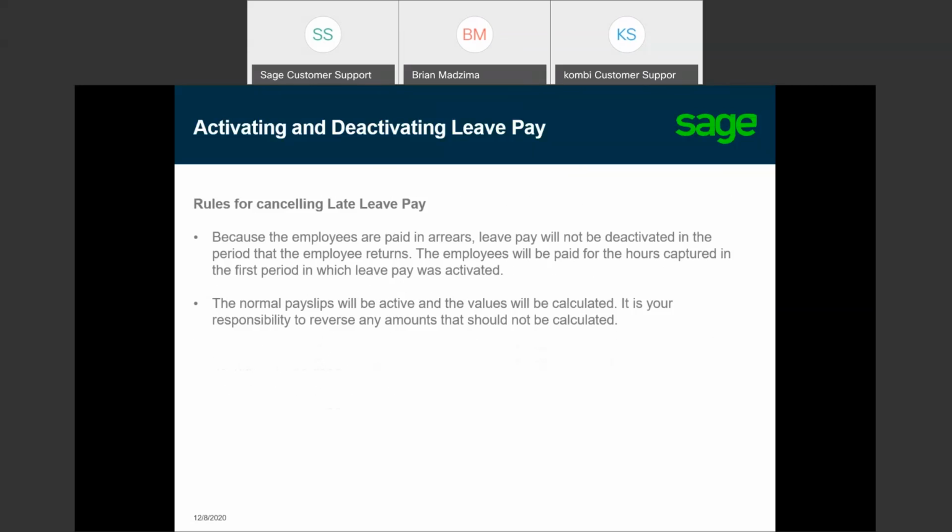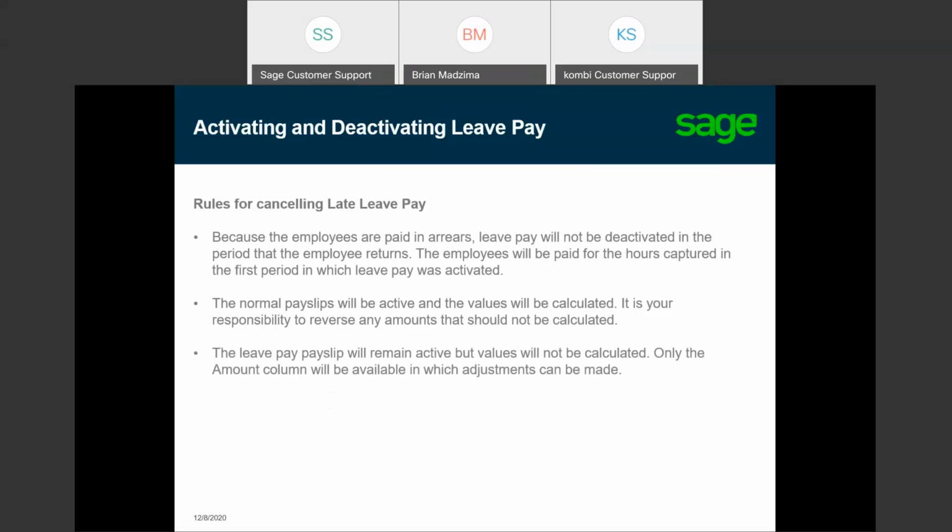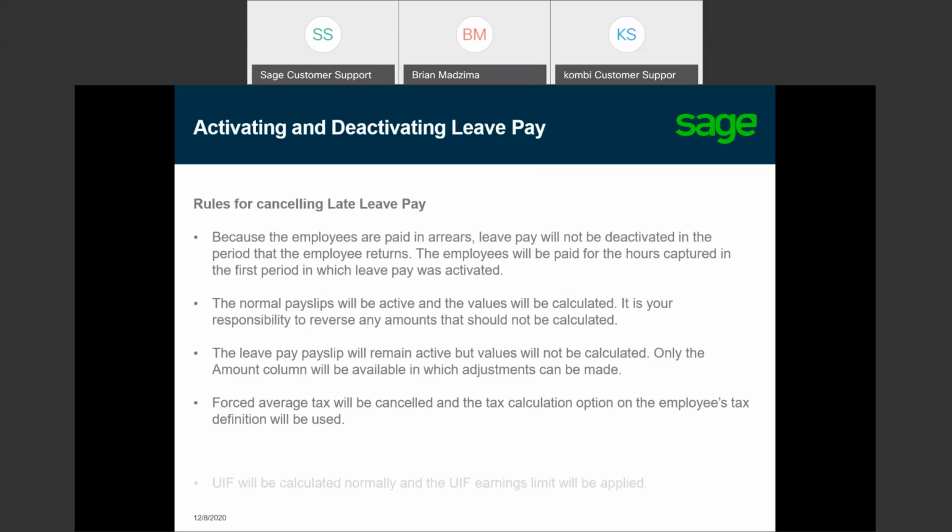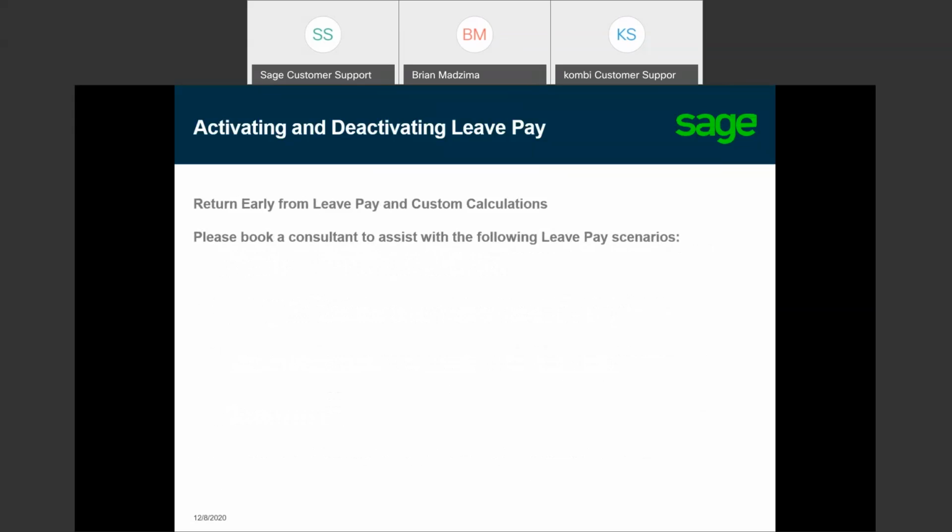It is your responsibility to ensure that you reverse any amounts that should not be calculated for employees. The leave pay slip will remain active, but values will not be calculated. Only the amounts column will be available in which adjustments can then be made. Forced average tax will be cancelled, and the tax calculation option on the employee's tax definition will therefore be used, and UIF will then also calculate normally, and UIF earnings limits will therefore be applied as well.